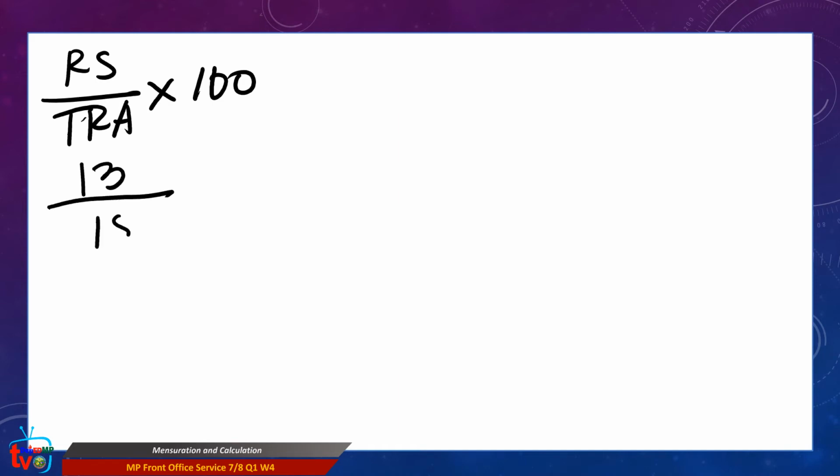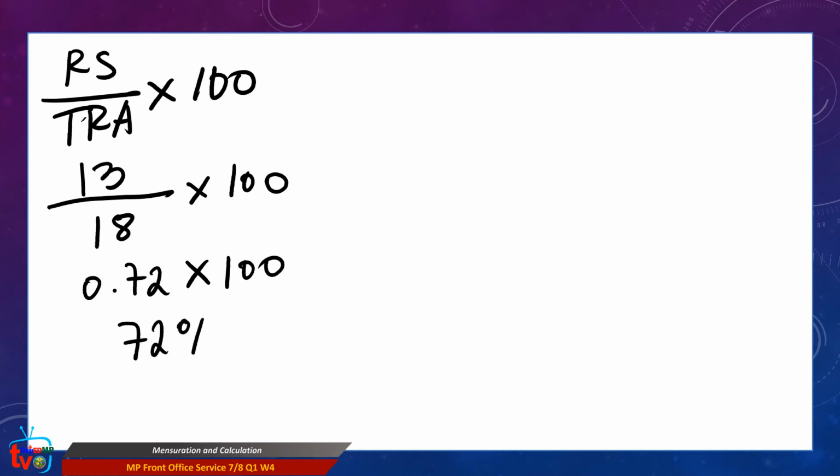Using the formula rooms sold over total rooms available times 100, let us compute for the room occupancy percentage of Butuagan Hotel. From the table, there were 13 rooms sold and 18 rooms available. Times 100. So 13 divided by 18 would be 0.72 times 100. So 0.72 times 100 is 72%. So the room occupancy percentage of Butuagan Hotel is 72%.